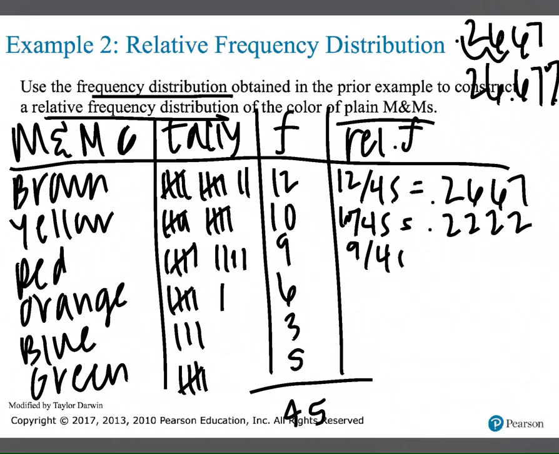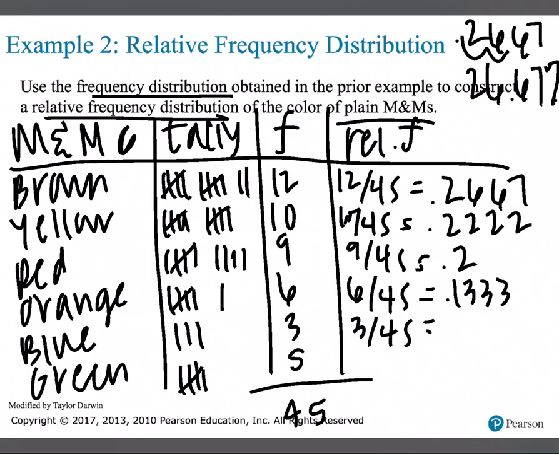Red's 9 out of 45, which is 0.2. Orange is 6 out of 45, 0.1333. Blue's 3 out of 45, 0.0667. And then 5 out of 45, which is 0.1111.